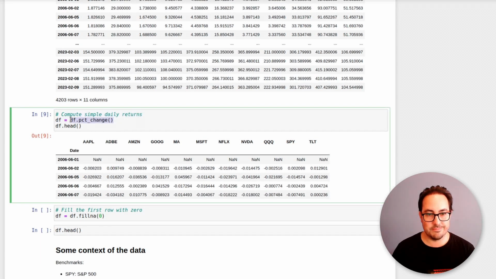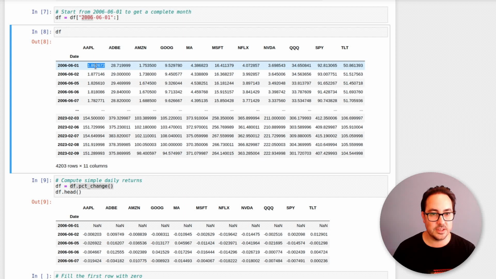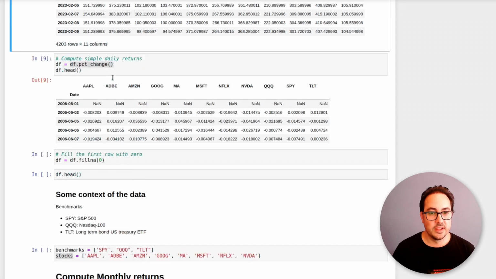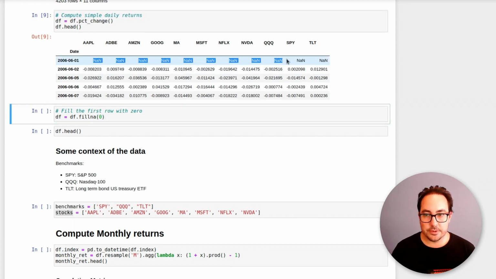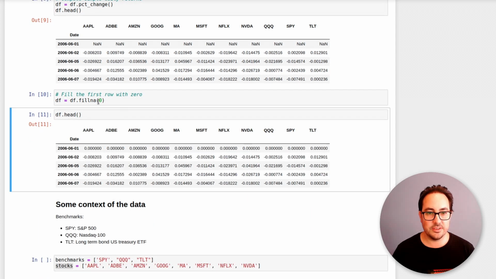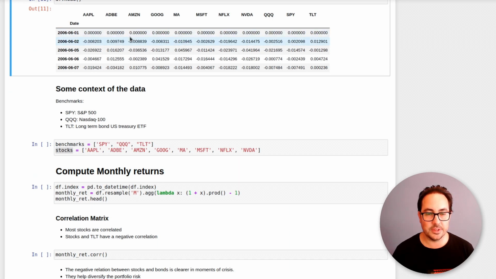This is one of the kind of magical things of Pandas, that you can just call this function on the whole data frame and it computes it on all the columns. Basically what we're doing here is computing this value divided by this one minus 1. So the percent change compared to the previous row. This is what we call in finance simple daily returns. I'm just going to fill the first value with a 0, so we have a little bit cleaner result. You could leave it out also, but this looks a little bit cleaner.